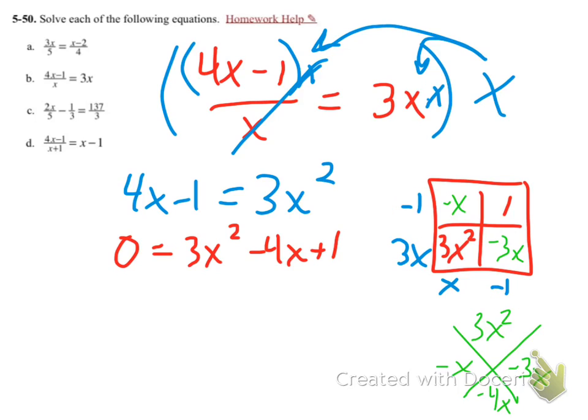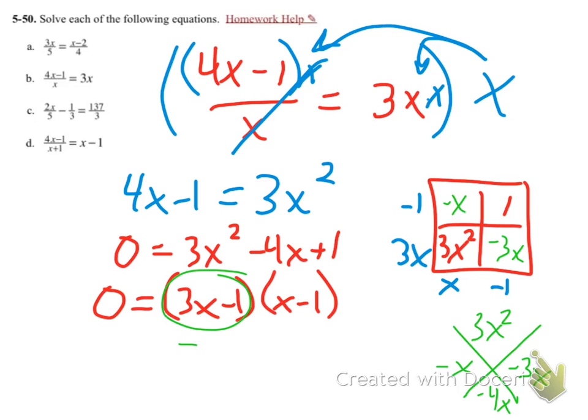Now in factored form, I have 3x minus 1 and x minus 1, and they do equal 0. So zero product property, I take this and set it equal to 0, and when I solve that, I need to add 1 and then divide by 3, so x is a positive 1/3. Set this equal to 0, and I get positive 1. So those are my two solutions. Taking a look at problem C.